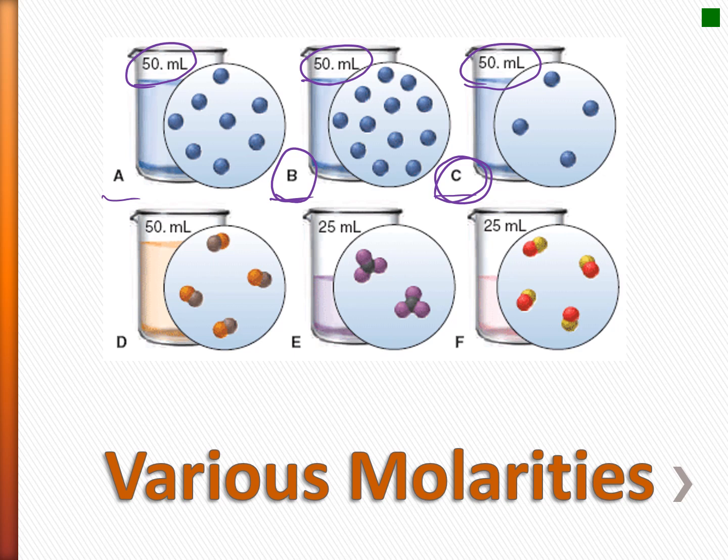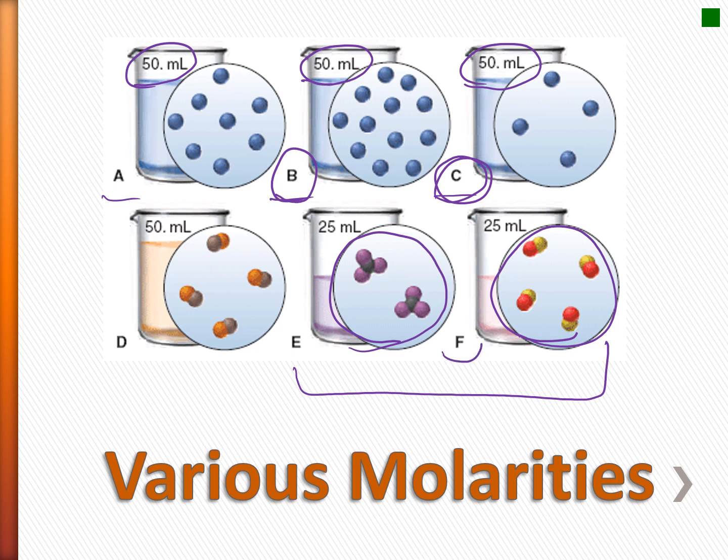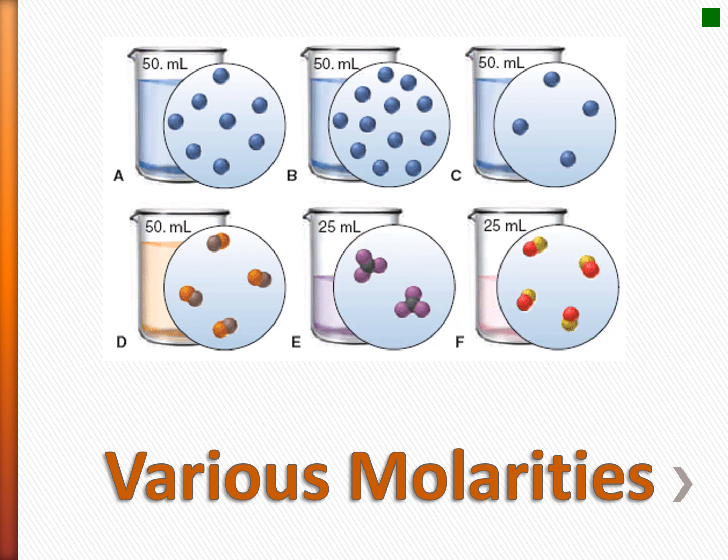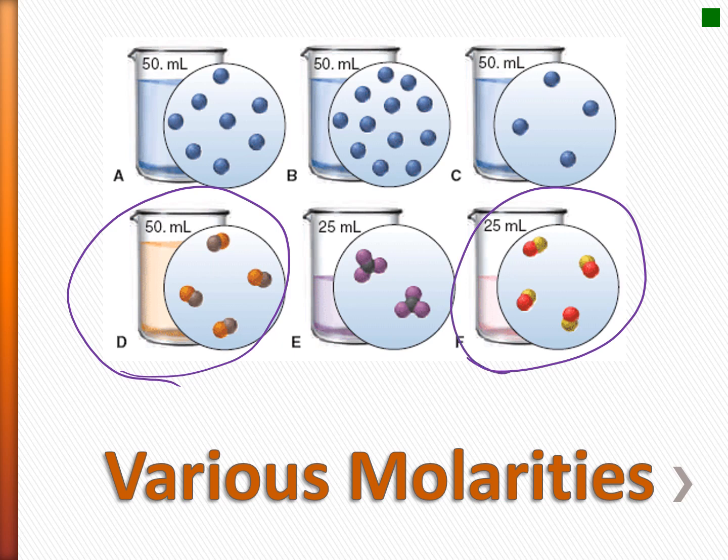Looking at these last two, E and F, notice that F has 4 particles, E only has 2 particles, so therefore its molarity is greater in F than in E. Now, if you were comparing all of these, it's a ratio. If we were comparing D to F, there are actually more particles in F for every given space than in D, because even though both have 4, this 4 is in 50 milliliters and that is in 25.